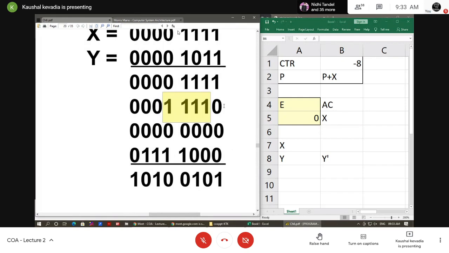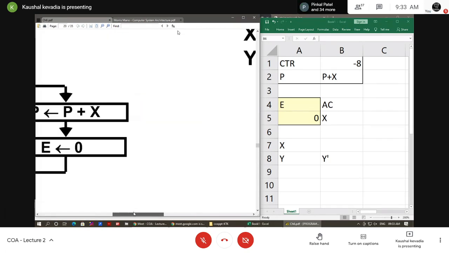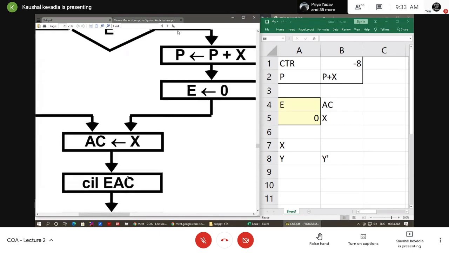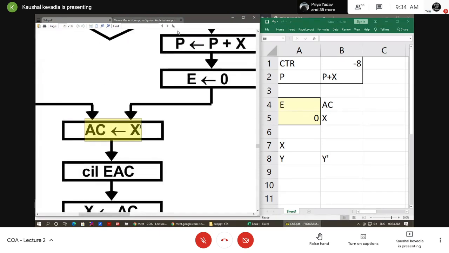So what I want to do is one left shift operation. To do the left shift operation, I require that value in the accumulator, and after that I want to do the left shift operation. First I want to bring that value into the accumulator, and then do the circular left shift on E and AC registers both.